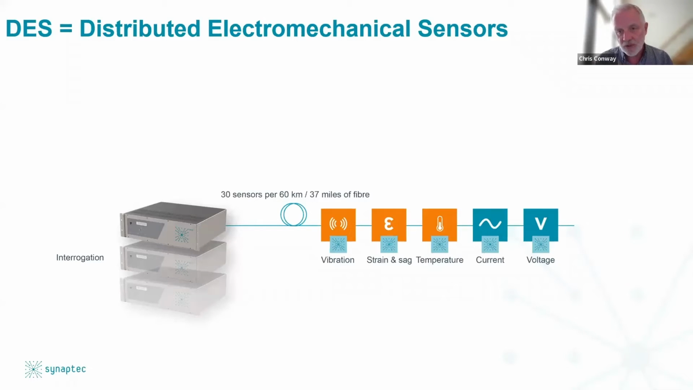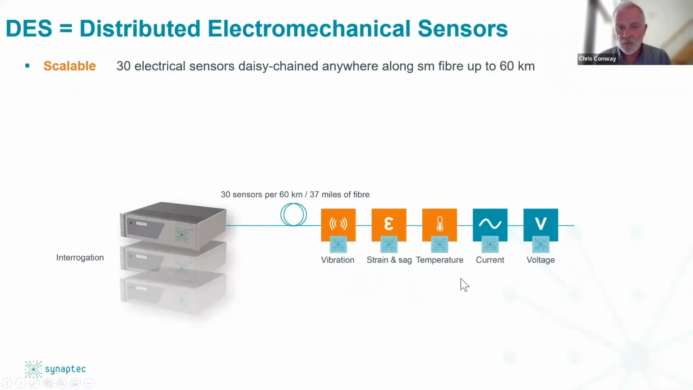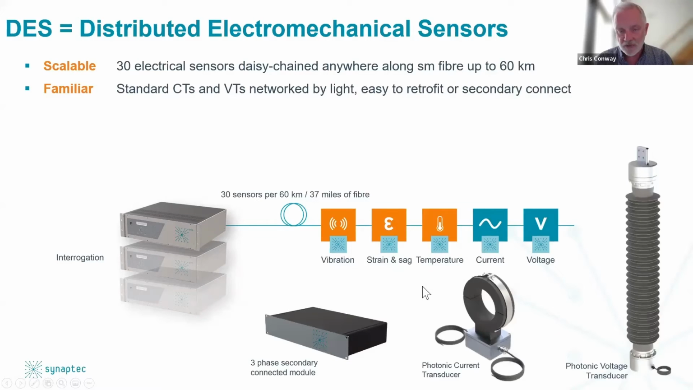And what we've been able to do at Synaptec, as Saul said, is add current and voltage to that mix. So we can have an array of different sensors connected to a similar fiber, with up to 30 electrical sensors, current and voltage sensors, on a single fiber going out to 60 kilometers from the interrogation system, sitting, let's say, in the offshore substation. So it's scalable from that point of view.